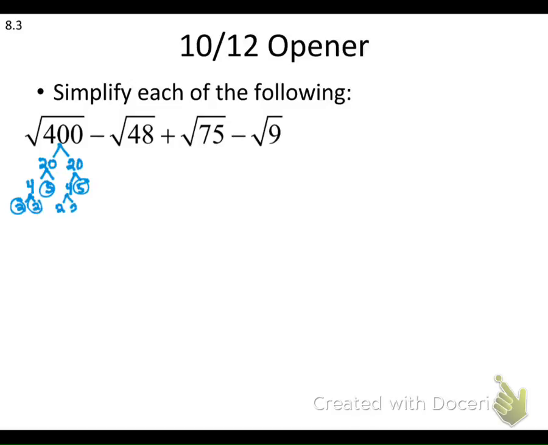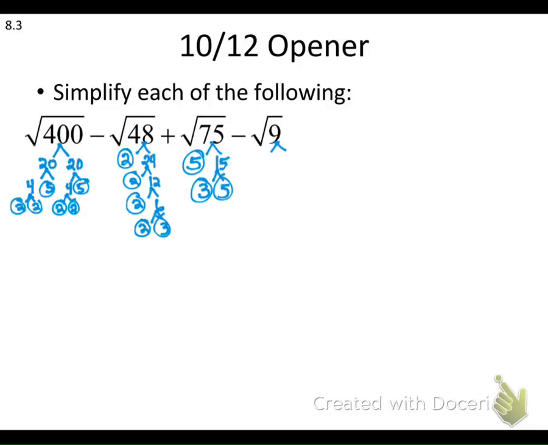And then for 48, you put 2 times 24. For 24, you put 2 and 12. And then after that, 2 and 6. Then after that, 2 and 3. And for the 75, you put 5 and 15, 3 and 5. And then after the 9, put 3 and 30.